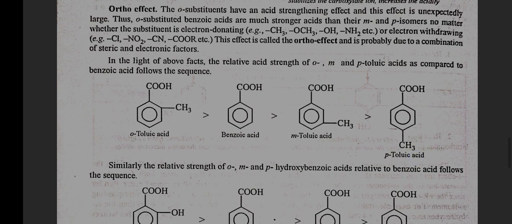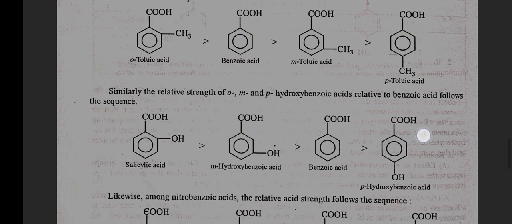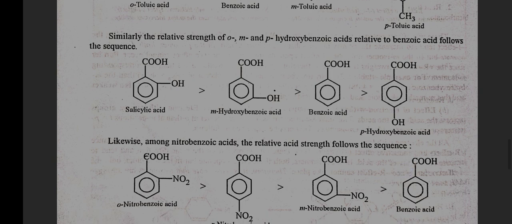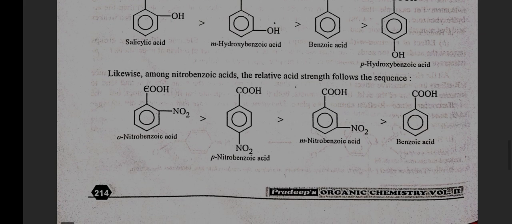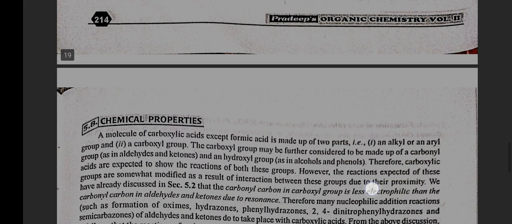In the light of above facts, the relative acid strength of ortho, meta and para-toluic acids as compared to benzoic acid follows the sequence. Similarly, the relative strength of ortho, meta, and para-hydroxybenzoic acid relative to benzoic acid follows the sequence. Likewise, among nitrobenzoic acids it is as follows.